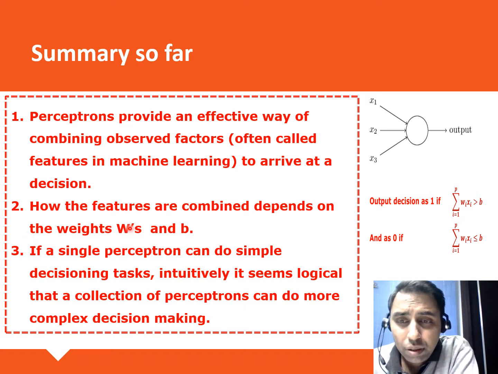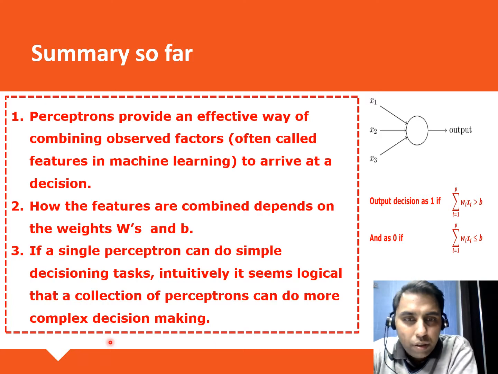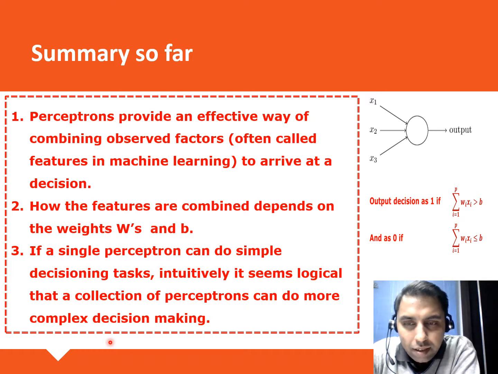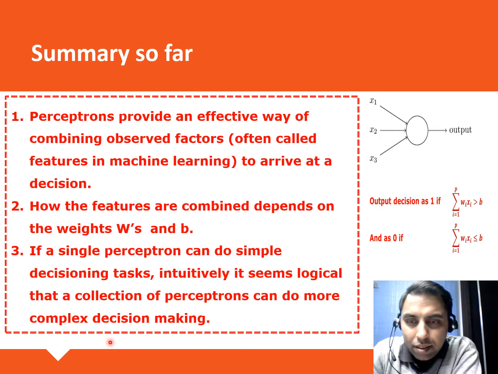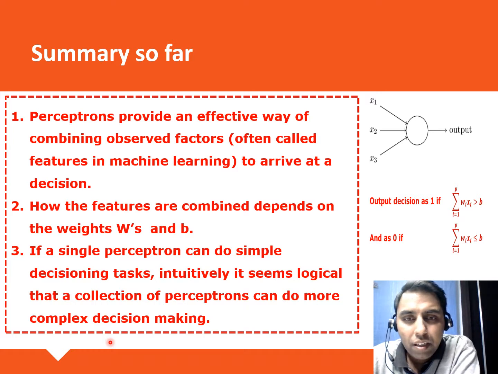In this case, we took some examples and saw how the choice impacts the decision making. And the last point is a very important point. If a single perceptron can do simple decisioning tasks, like the example that we were looking at, then intuitively it seems quite logical that for more complex or complicated decision making tasks, if we can build a collection of perceptrons or a system of perceptrons, that will be effective in doing more complex decision making.